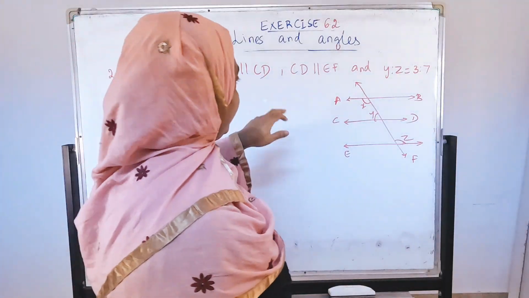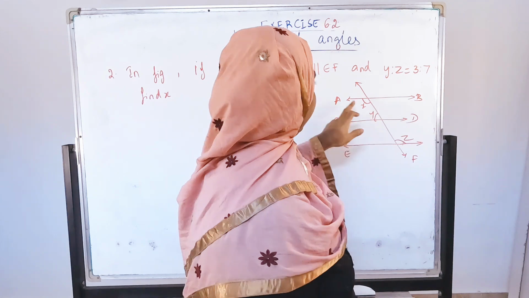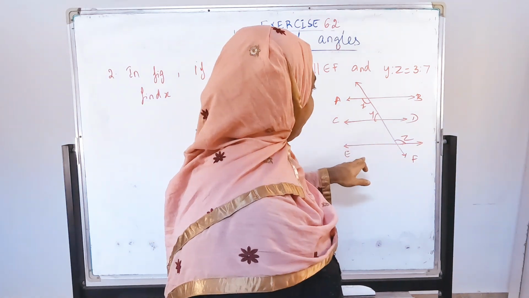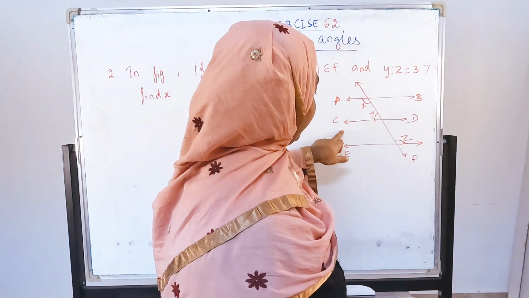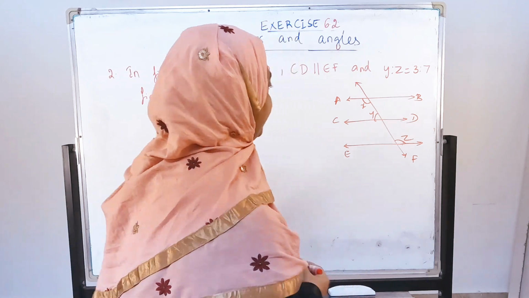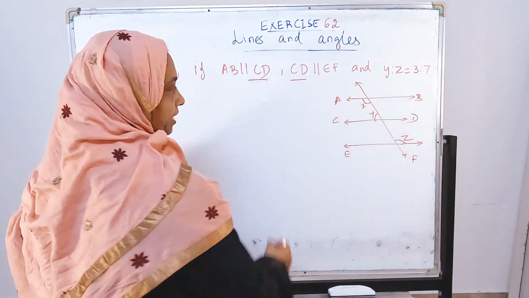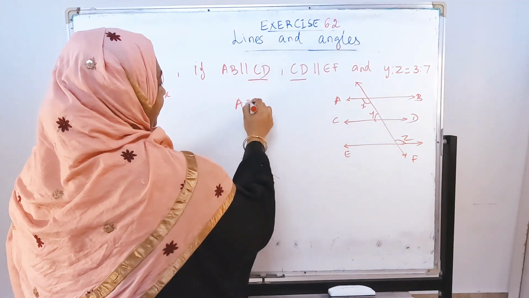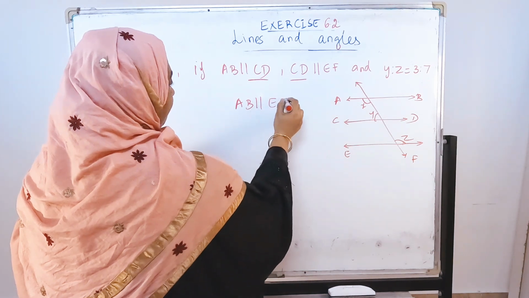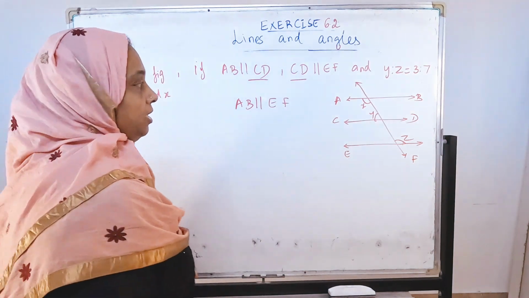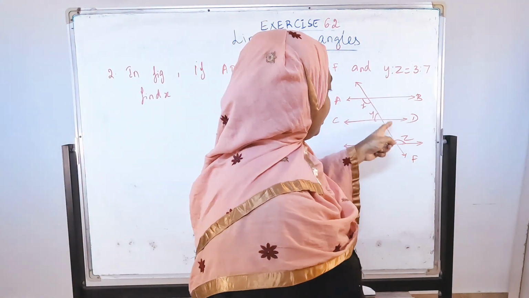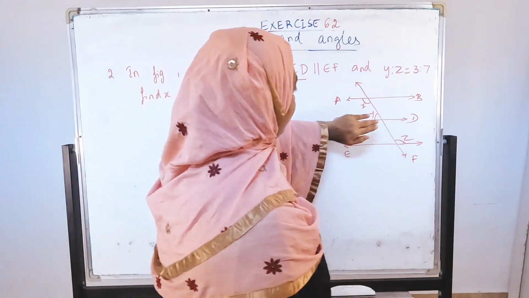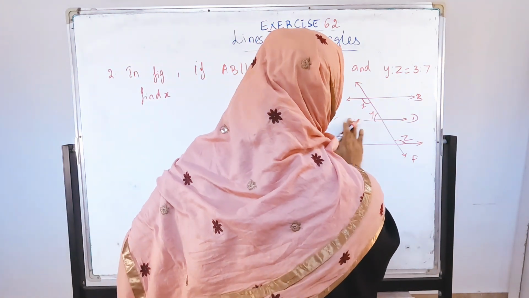In the sum they have given us AB is parallel to CD as well as CD is parallel to EF. So AB is parallel to CD and CD is parallel to EF means both of them are parallel to the same thing. So we can take AB is parallel to EF. Okay, so forget about this line. This line we forgot.